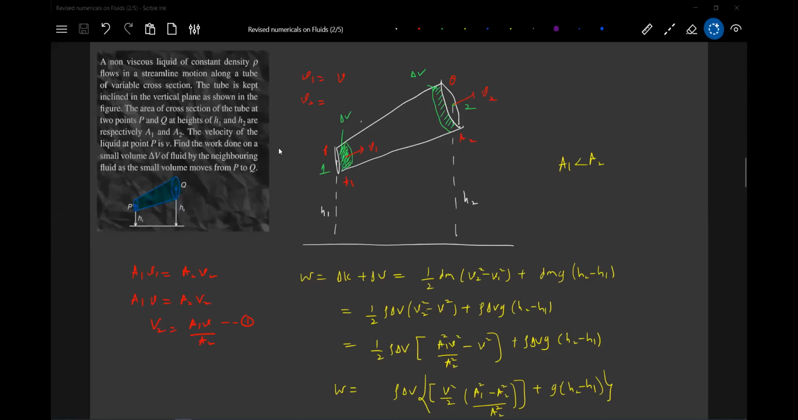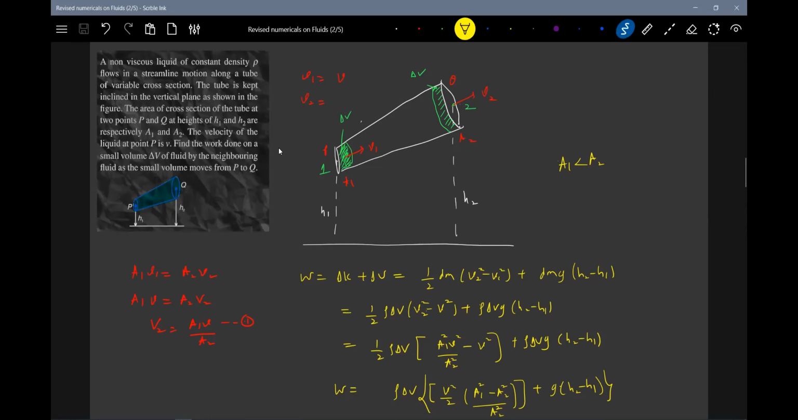Now, applying the equation of continuity, we get A1 V1 equal to A2 V2. The speed of the liquid at 1 is V, that is given. So solving for V2, we get A1 V by A2. Then there is a tube which is inclined. Here a small elemental volume of the liquid, delta V, is taken.